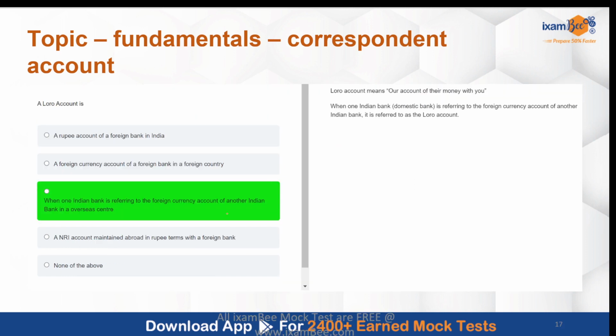There was another question related to the loro account that was asked, asking exactly what is a loro account. So when one Indian bank is referring to the foreign currency account of another Indian bank in an overseas center, it is known as a loro account. That means when a bank does not have its own nostro account and it uses the nostro account of some other bank which has a nostro account with a foreign bank, then for the other purpose bank it is known as the loro account. So these are all correspondent entry accounts that help to understand where you are, with whom, and in which currency you are holding an account.